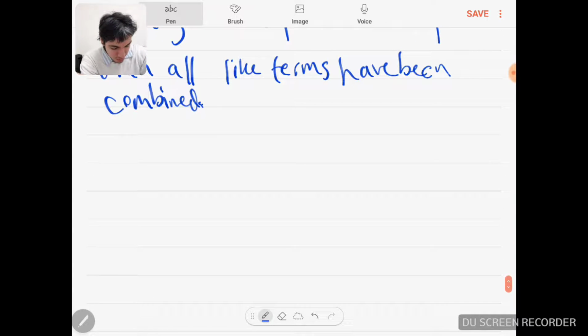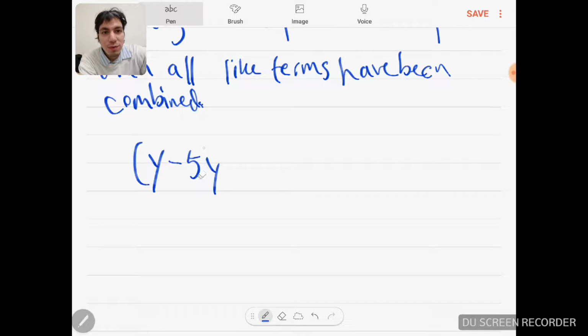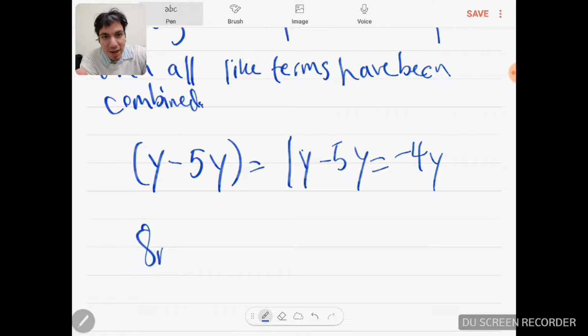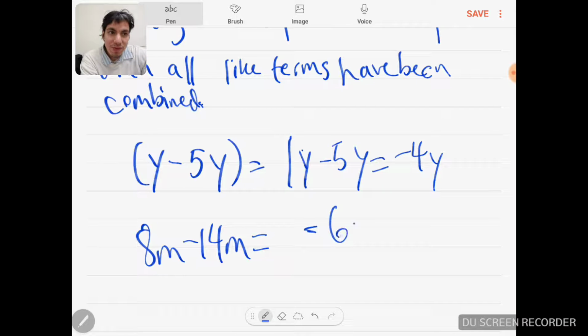So let's try a different one. Let's say I have y minus 5y. You can take the y in front of this as 1y minus 5y, which is simply negative 4y, or you can just simply subtract normally. What about if I had 8m minus 14m? That would be negative 6m. You see where I'm going with this?